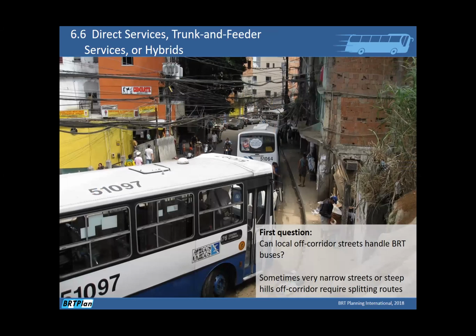So the first thing you have to think about is whether your off-corridor streets can accommodate the buses that you select for your BRT system. So we have a lot of situations particularly in the developing world where once you get off the main arterials, you're looking at narrow streets winding through favelas, et cetera, and your BRT buses are often simply too large to operate on these roads, or perhaps you just don't want them to get damaged in poorly maintained roads. So those services you would probably think turn into feeder routes.